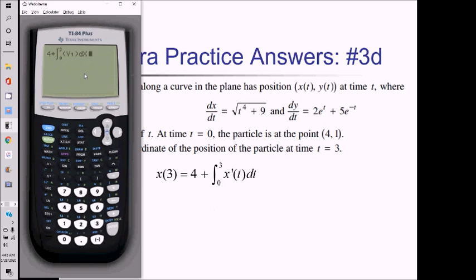So here's what that looks like on the calculator. I stored x prime as y1, so we're just integrating that from 0 to 3. Don't forget that 4 in the beginning, and press enter. That all comes out to 17.931.